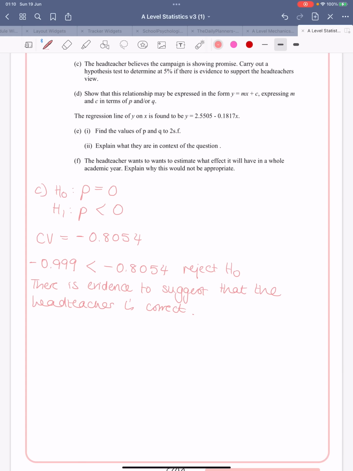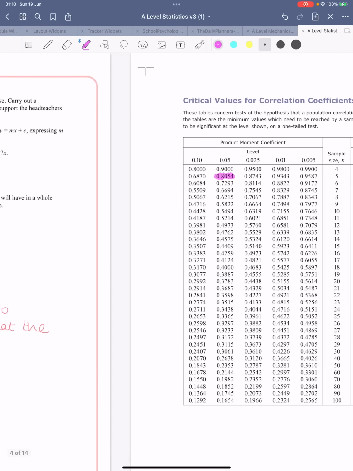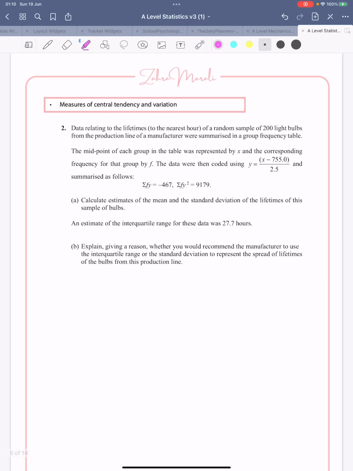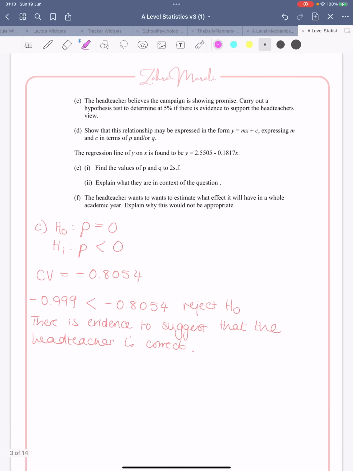Okay. Then it goes on to say, show that the relationship may be expressed in the form y equals mx plus c, expressing m and c in terms of p and q. So if we go back to the beginning, we're given that the model can be given in this form: s equals pq to the power of t. Okay. So let's take that. Right, let's put an extra sheet in.